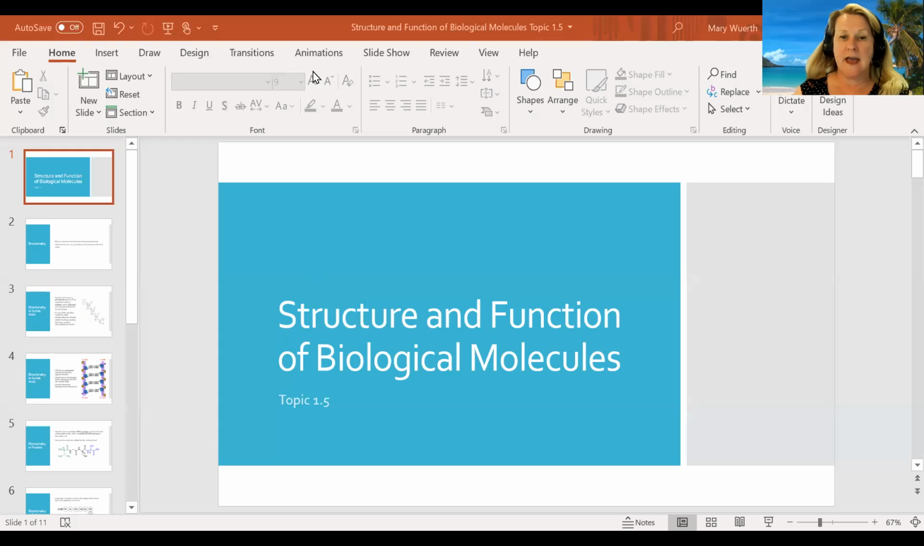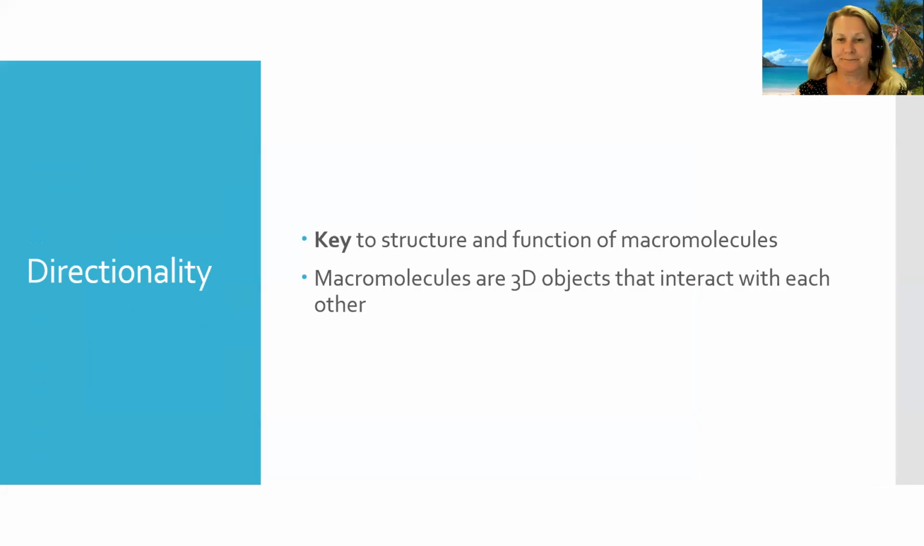Hi, everyone. Today we're going to talk more about the properties of different kinds of biological macromolecules. Specifically, we're going to focus on the structure and function of nucleic acids, proteins, and carbohydrates. So let's start with nucleic acids.